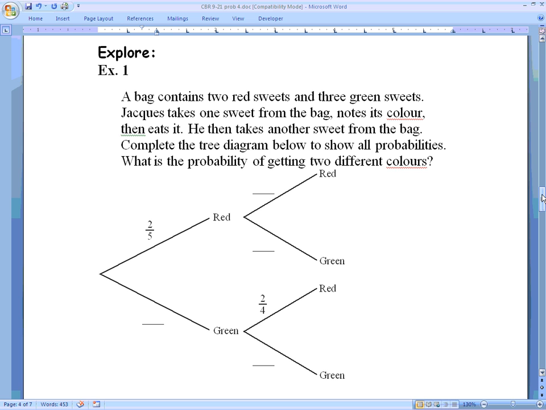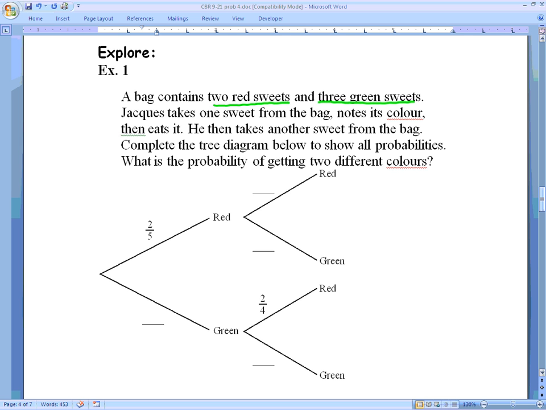All right, last class we started dealing with some tree diagrams for unequally likely events, meaning it's not like a coin flip and a die where everything has the same chance of happening. Here we have other information. A bag contains 2 red sweets and 3 green sweets. Jacques takes 1 sweet from the bag, notes its color, and then eats it. Eats it means he's not putting it back. He then takes another sweet from the bag. Complete the tree diagram to show all probabilities. And finally, what is the probability of getting 2 different colors?